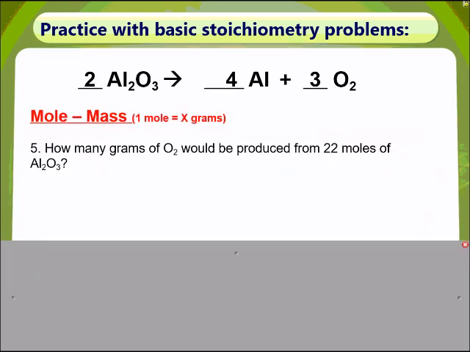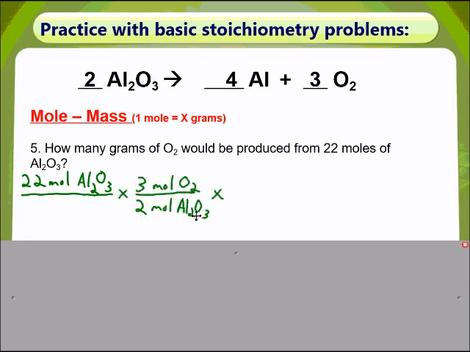Okay, next example is a mole to mass problem. How many grams of oxygen would be produced from 22 moles of aluminum oxide? The 22 moles of aluminum oxide is our given. It's already in moles. We don't have to convert anything, so we don't need step 1. We're going to go straight to step 2. We need to convert moles of aluminum oxide to moles of oxygen.